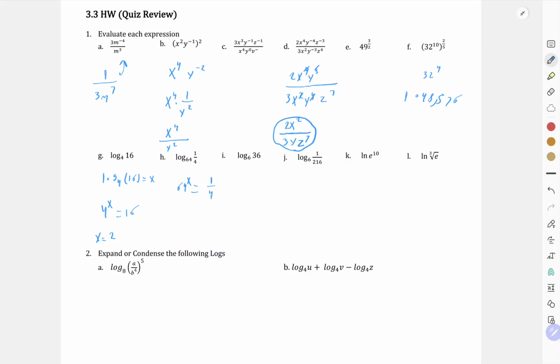64 to the power of, wait, this is a bit tricky, isn't it? I would say simplify 64. So 4 to the power of 3x, right? 4 times 4 times 4 is 64, and that equals 4 to the power of negative 1, which is 1 over 4.